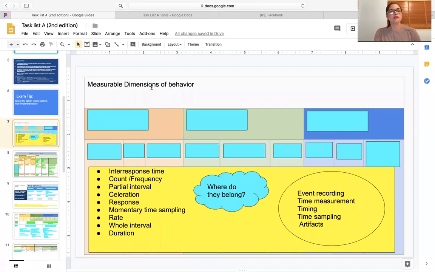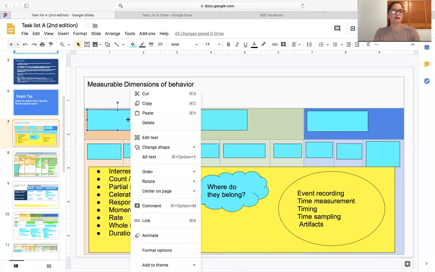So here, measurable dimensions of behavior. This time, I am giving you the answers here. You just have to tell me which one, and you can sort of have your cheat sheet, because today I want to go from easiest to hardest. So which are the three? I made it even easier. You get to pick from the ones that are in the circle. Is it event recording, time measurement, timing, time sampling, or artifacts? Event recording, timing, and time sampling.